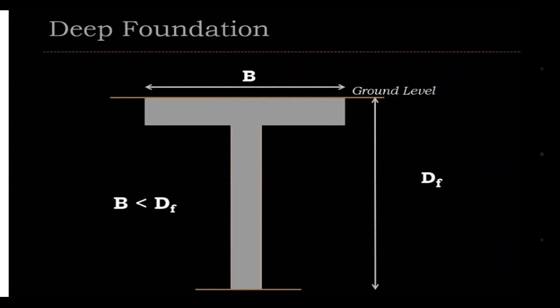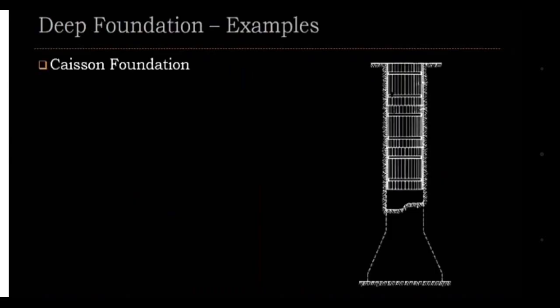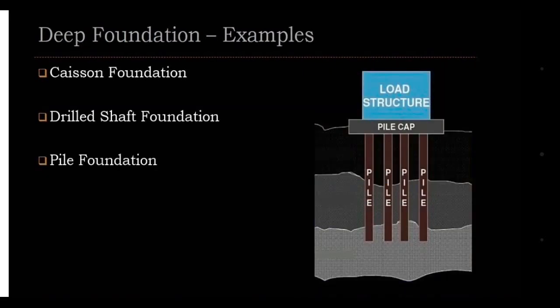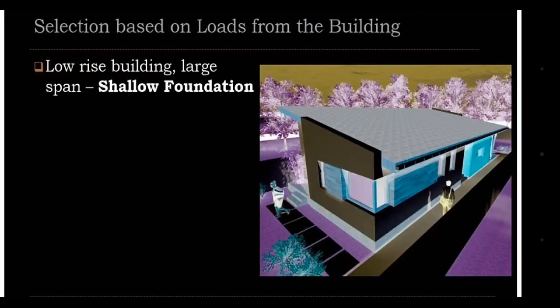Next is deep foundation. If the width of the foundation is less than the depth of the foundation, then it is known as deep foundation. Examples are caisson foundation, drilled shaft foundation, and pile foundation. A pile foundation is a cylindrical structure which is embedded into the ground, and the load of the structure is transmitted to the pile and from the pile the load is transmitted to the soil.